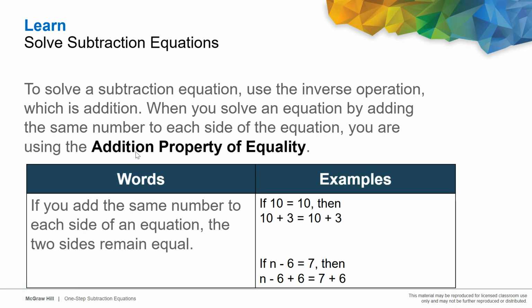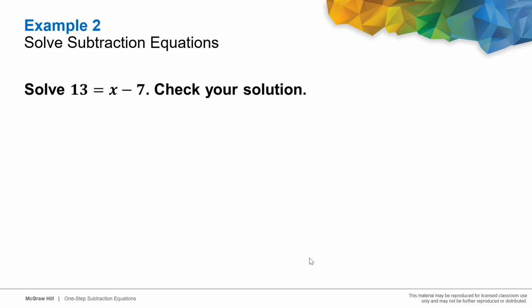Let's look at this with the addition property of equality. If you add the same number to each side of an equation, the two sides remain equal. This is exactly the same as if you subtract. So if you have 10 equals 10, that's the same as 10 plus 3 equals 10 plus 3. If n minus 6 equals 7, then n minus 6 plus 6 equals 7 plus 6. So in this case, we're just adding 6 to both sides to get that equality to stay the same.